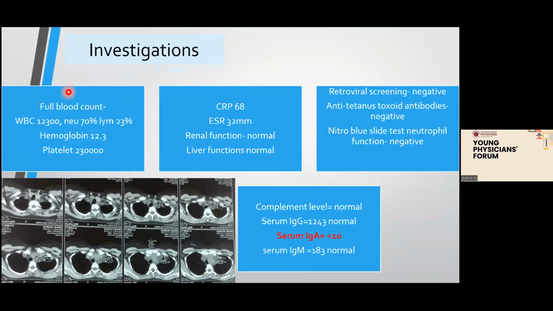So we did retroviral screening, and it came negative, and we did some specific tests: anti-tetanus toxoid antibody test for IgG, and the nitroblue test for neutrophil function. Everything came back normal, and the complement level also came back normal. Finally, when we did the serum immunoglobulin levels, she had a severe IgA deficiency. So this patient was diagnosed to have severe IgA deficiency. She had a lot of complications, and finally she ended up with the left upper lobectomy.